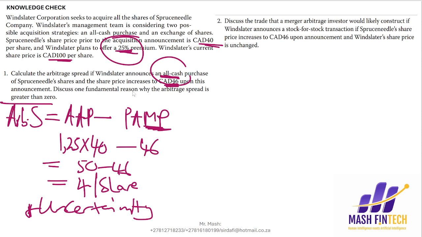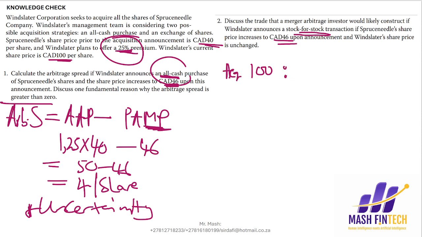The second part is to discuss the trade that the merger arbitrage investor would likely construct if Winslater announces a stock for stock transaction. In the stock for stock transaction, if the Prusnido shares increase to 46 again upon announcement, post announcement the price is 46. The Winslater price is unchanged. Winslater's current price is 100. Can you see this? Winslater's price is 100, and this is the acquirer.